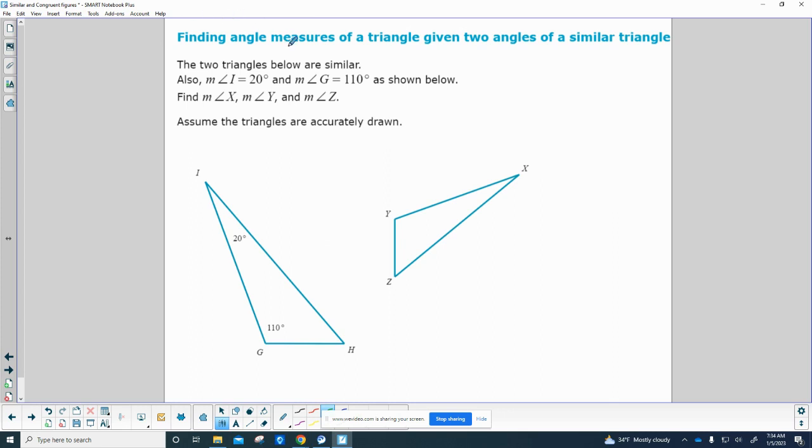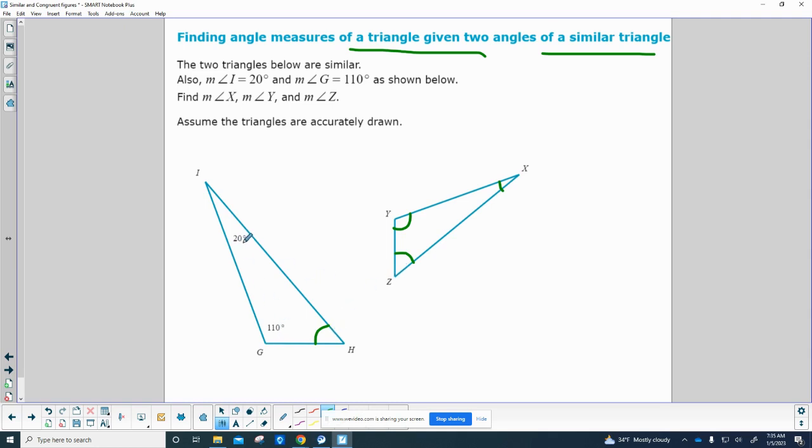All right, so find the angle measures of a triangle given two angles of a similar figure. If two triangles below are similar, if I know that angle I is 20 and angle G is 110, then what am I going to know? What do I need to know about to find X and Y and Z? Well, first of all, I could start by using the triangle sum theorem to find H, because we're going to need to know that in order to find Z over here.